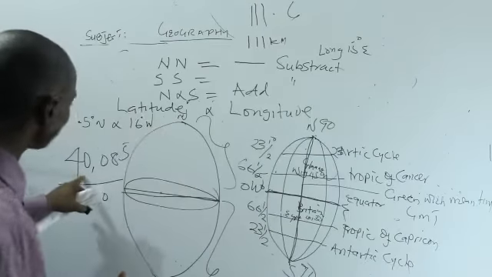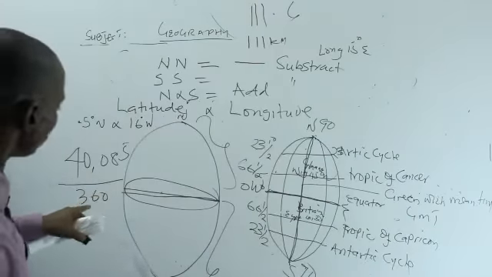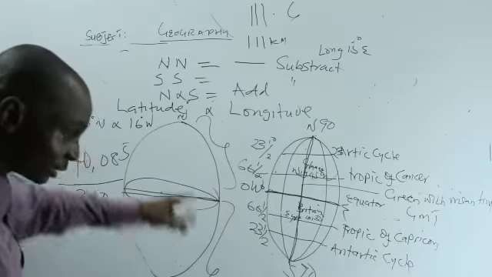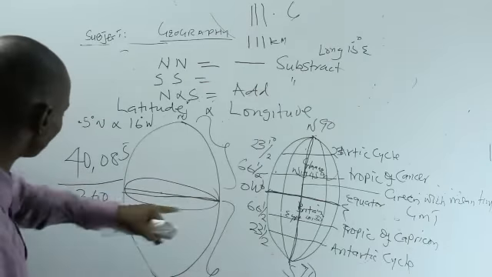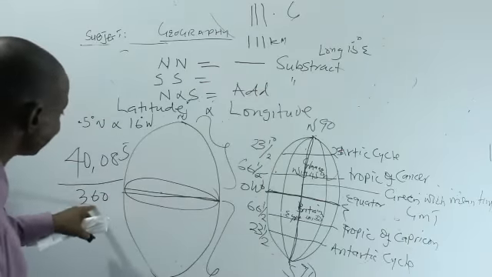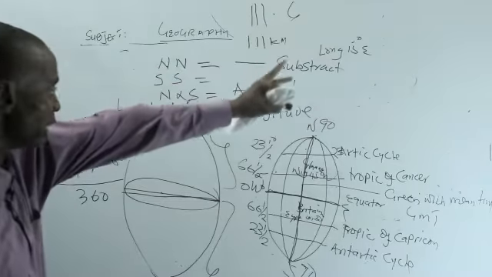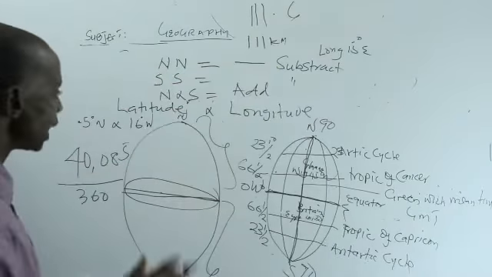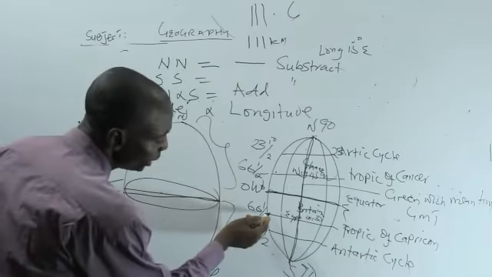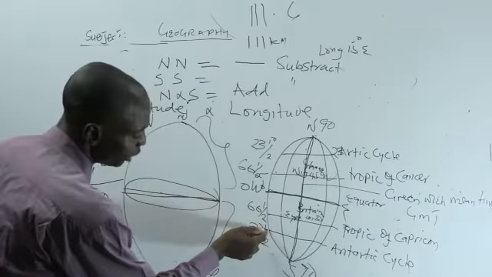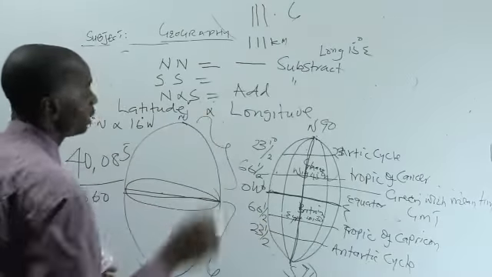So if you divide 40,085, the circumference of the equator, over 360, it will give you 111.6 something. Now, that tells us that between one latitude and the other, the distance is 111.